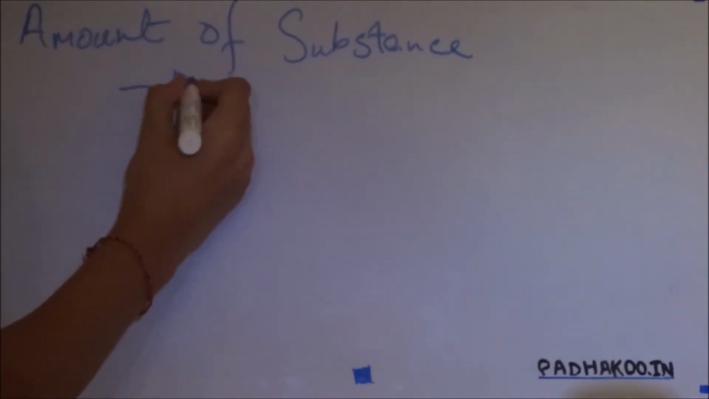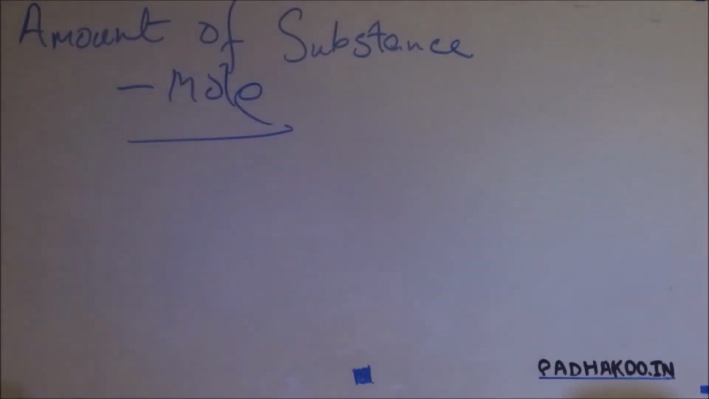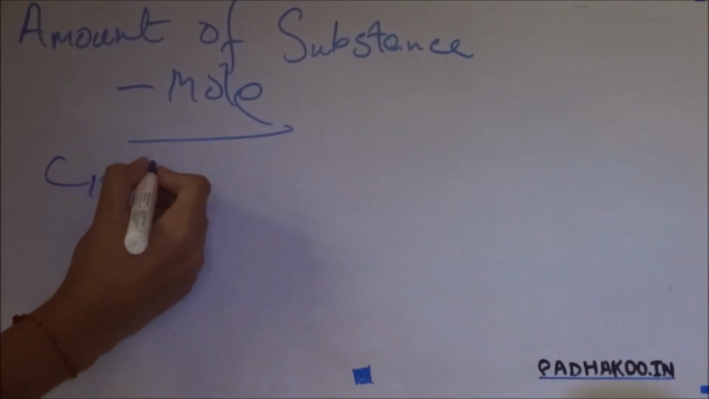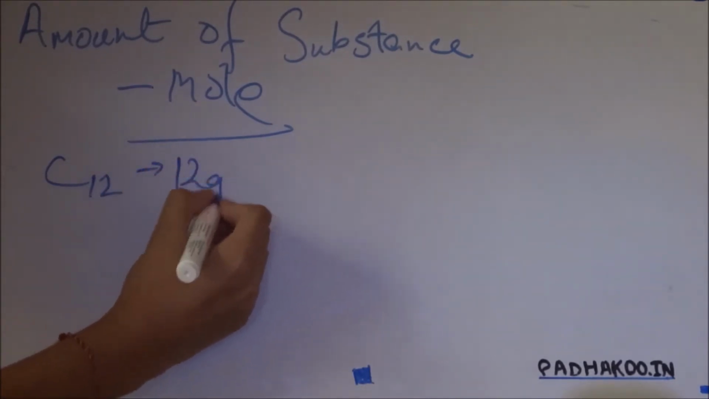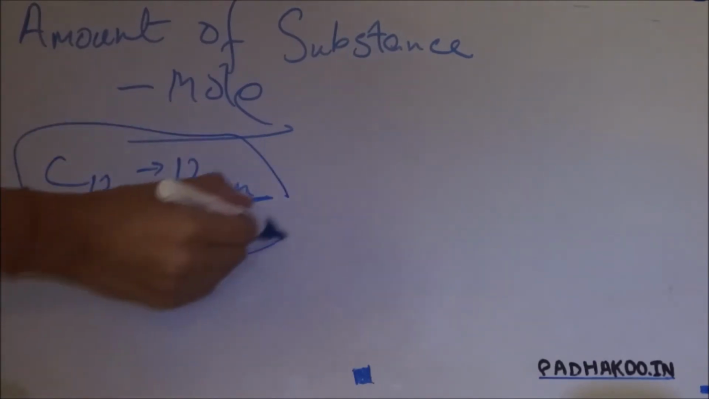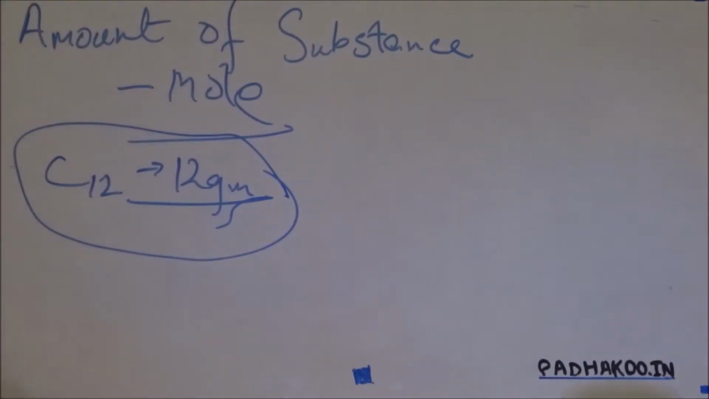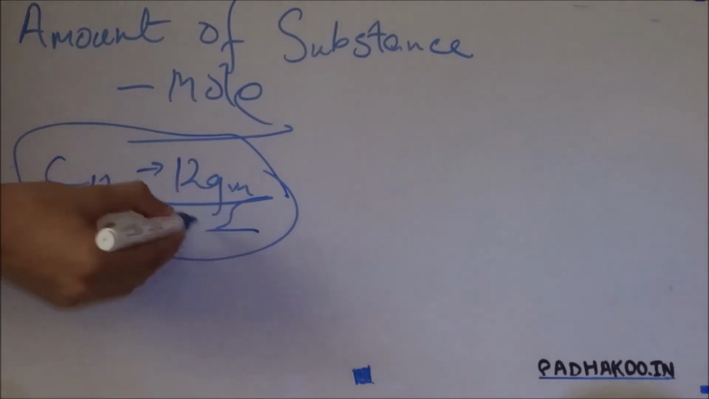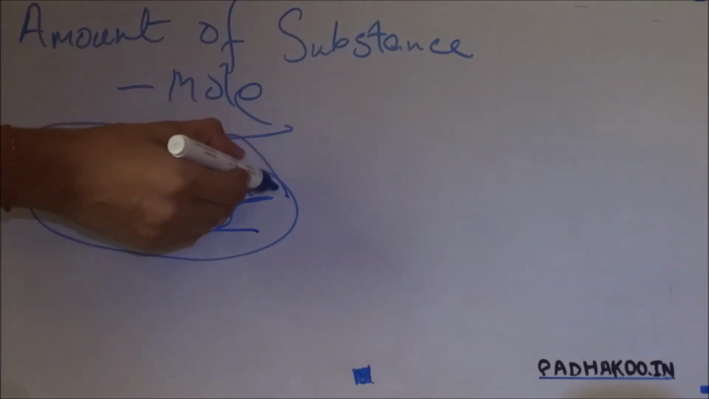Now it is mole. You all must have heard that before also. 1 mole, 2 mole. Now 1 mole is the amount of substance of a system which contains as many elementary entities as there are atoms in 12 grams of carbon 12. You know, C12 has the molecular weight of 12 grams. You all know that. So the number of entities in these many grams of C12 is equal to 1 mole.